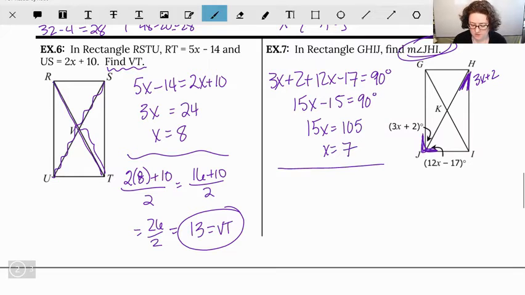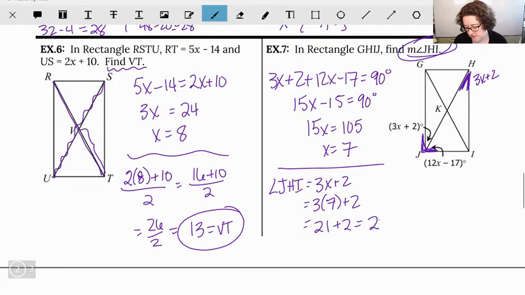So to find angle JHI, we just need to plug into 3x plus 2. So 3 times 7 plus 2, otherwise known as 21 plus 2, aka 23 degrees. Again, appropriate for the size of the diagram, we've got an acute angle out of our work.